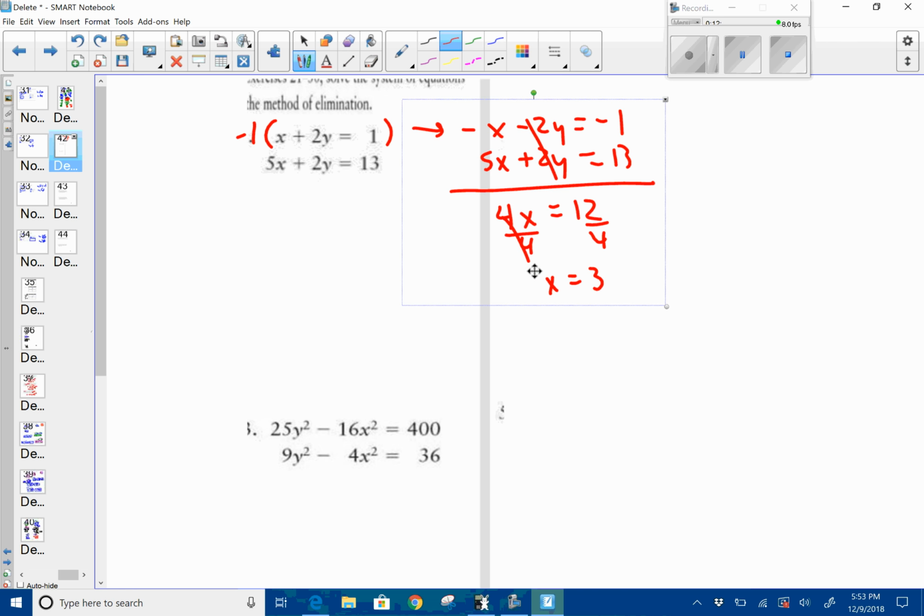So if x equals 3, I take it and plug it back into my original, x plus 2y equals 1. I'm going to plug in my 3 here, so 3 plus 2y equals 1. Subtract 3 from both sides.